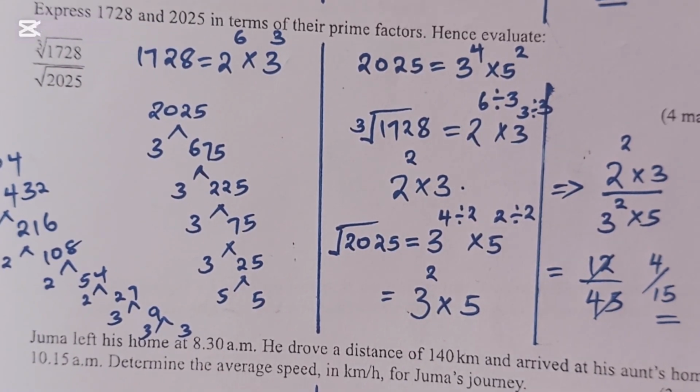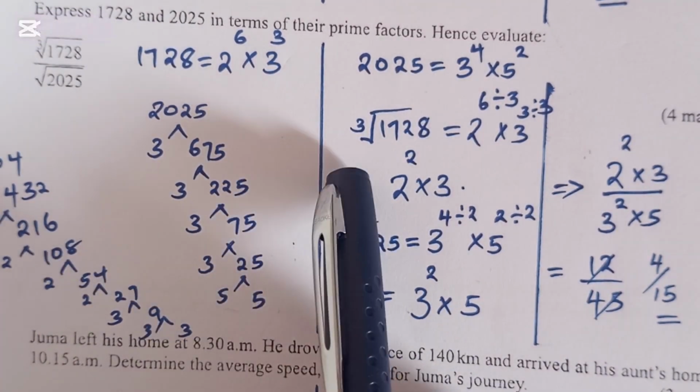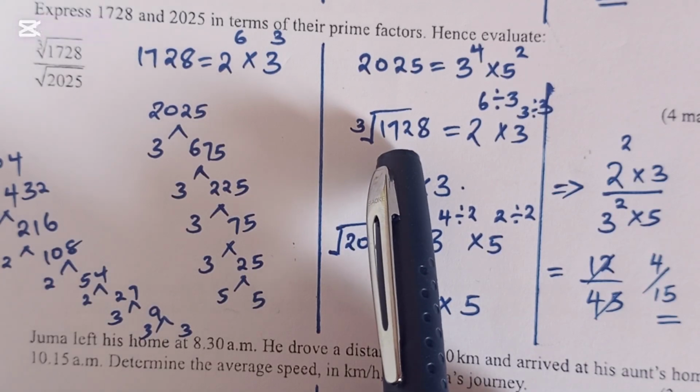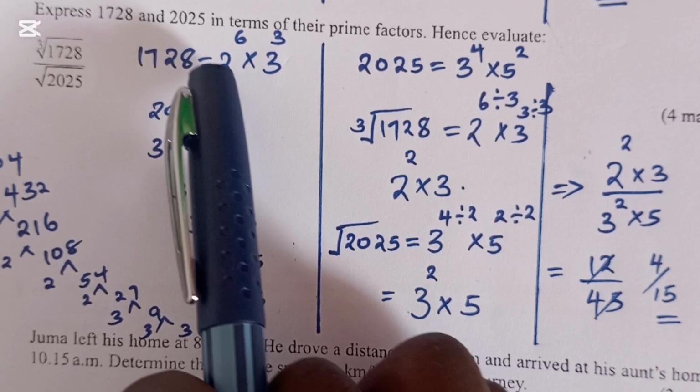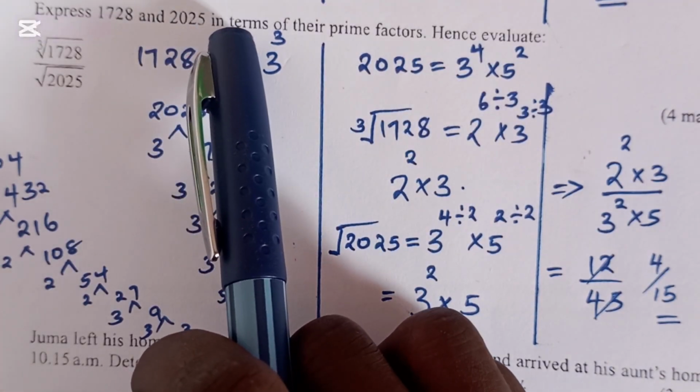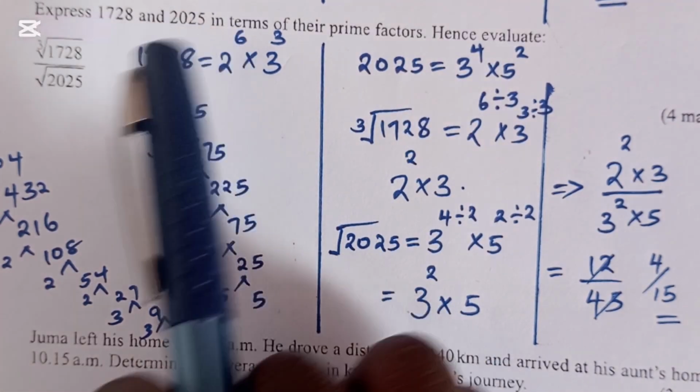Then this brings us to the cube root of 1728. If it is the cube root, we consider the powers of these prime factors and we divide each power by 3.